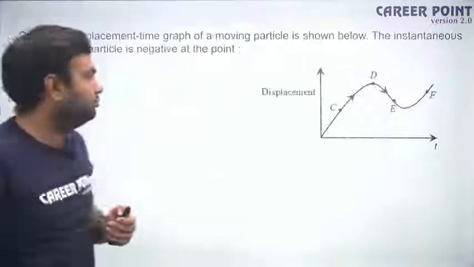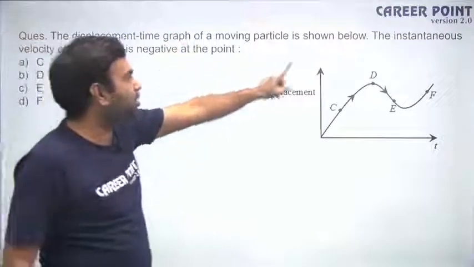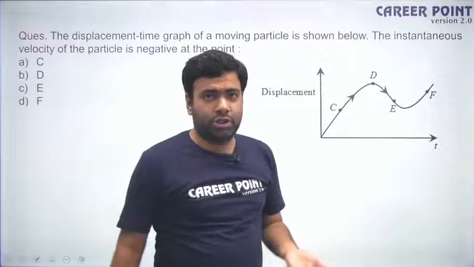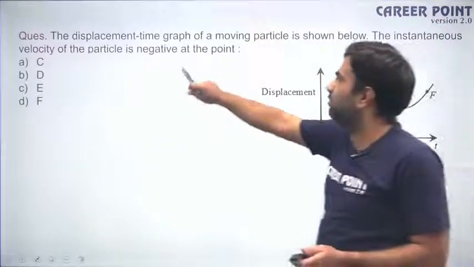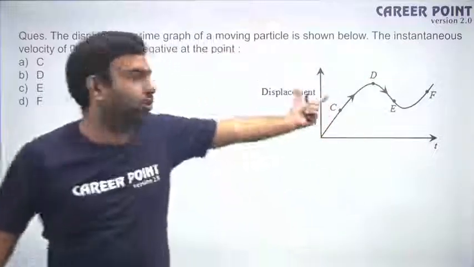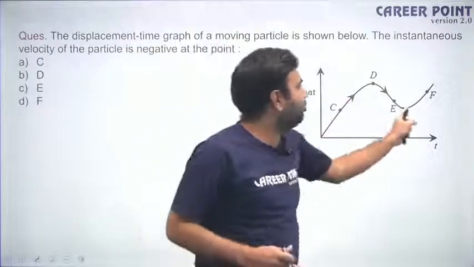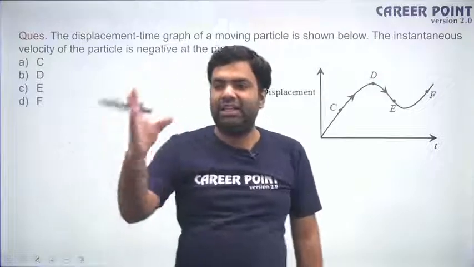Now, next question. The displacement time graph of a moving particle is shown below. Because we are studying motion in one dimension, the motion is in one dimension. The instantaneous velocity of the particle is negative at which of the following points? C, D, E, or F? At which point among C, D, E, F is the particle having negative velocity?